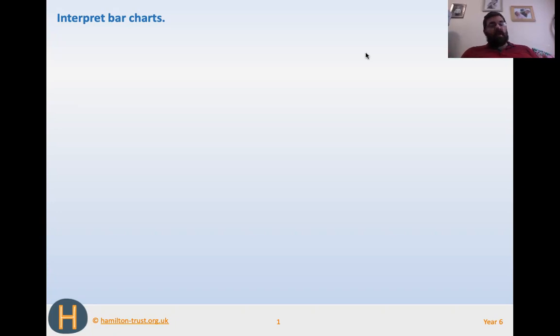Tomorrow's a bit more about pie charts. And today there are some strange bar charts, so you need to think carefully about them, read them carefully, look at the information you've been given. But to start with, we're just going to look at interpreting a bar chart. So here comes, hopefully, a bar chart.